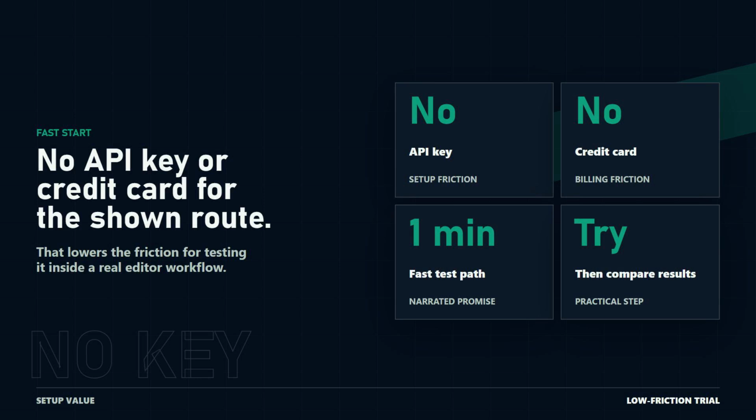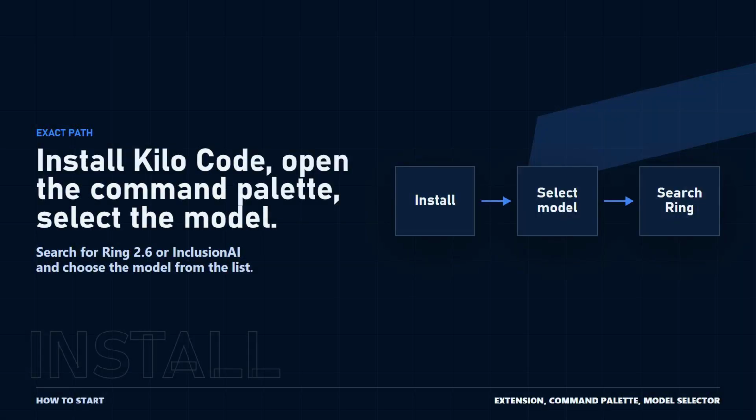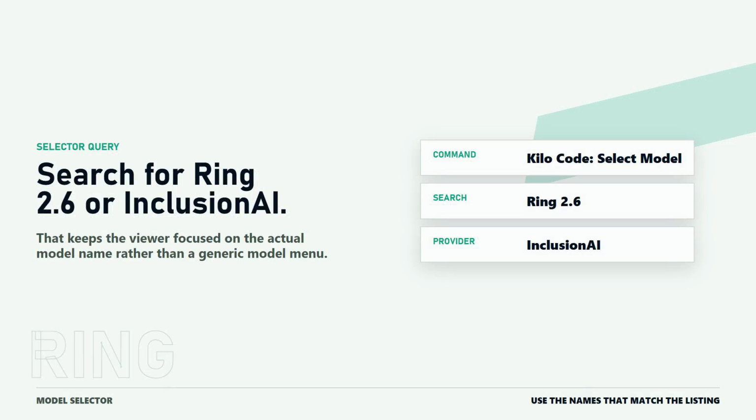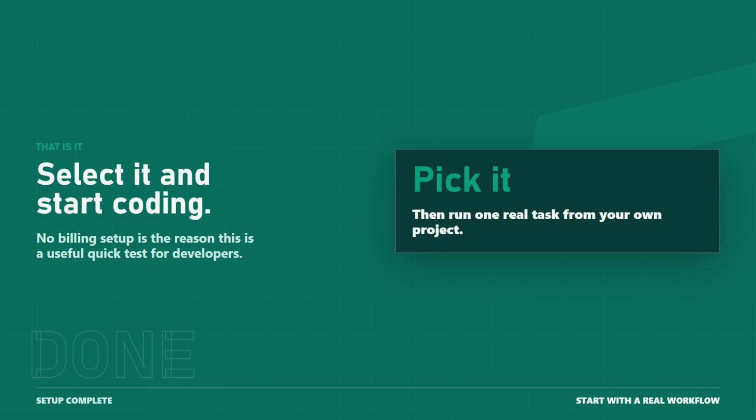You don't need an API key or credit card. Let me show you exactly how to get started in under a minute. Getting started is simple. First, install the KiloCode extension from the VS Code Marketplace or download the CLI. Then open the command palette and find KiloCode, select model, search for Ring 2.6 or InclusionAI, and select it. That's it. No API key, no billing setup, just pick it and start coding.